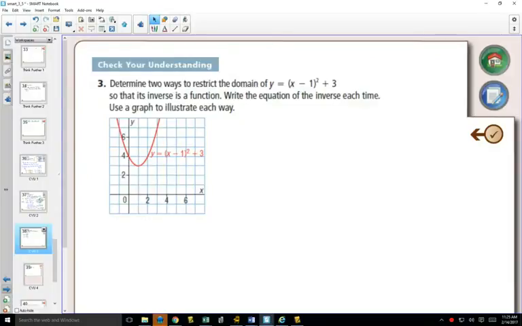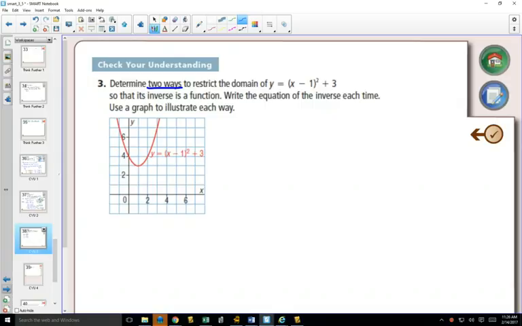So looking at this red parabola right now, can we see that it's not passing the vertical line test? Our original function isn't passing the vertical line test. And so the inverse of this graph is not going to be a function if we did the inverse of the whole thing. Now the question says, determine two ways to restrict the domain so that the inverse is a function.